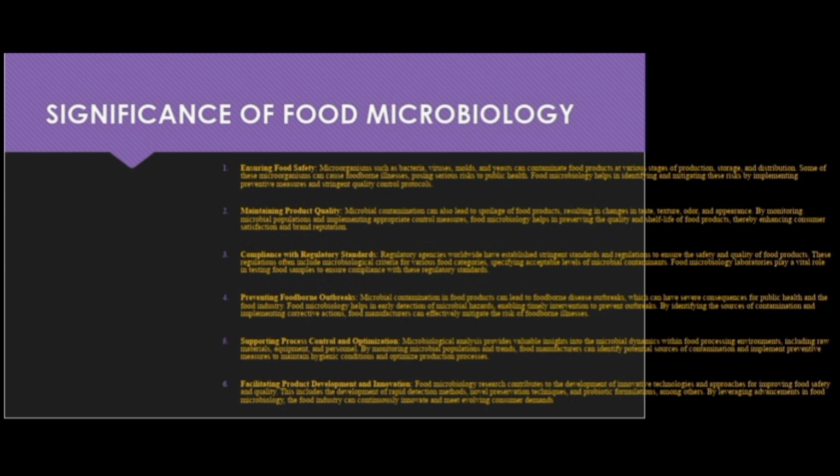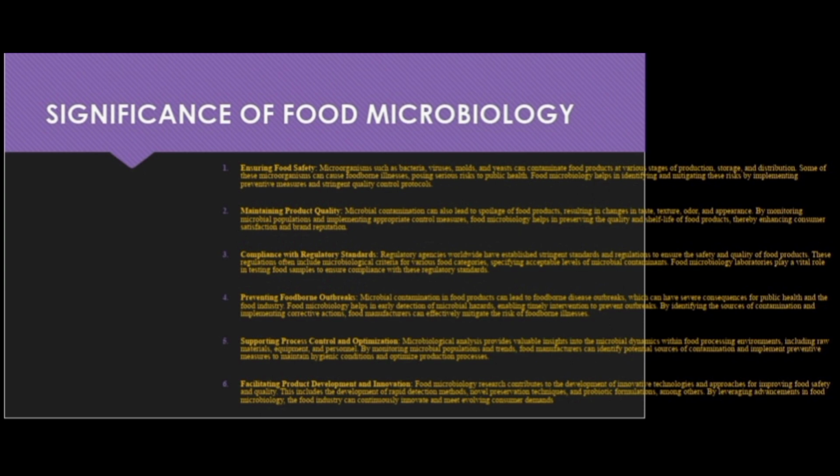Regulatory agencies worldwide have established strict standards and regulations to ensure the safety and quality of food products. These regulations often include microbiological criteria for various food categories. Next, we can see preventing foodborne outbreaks. How can we prevent foodborne outbreaks?